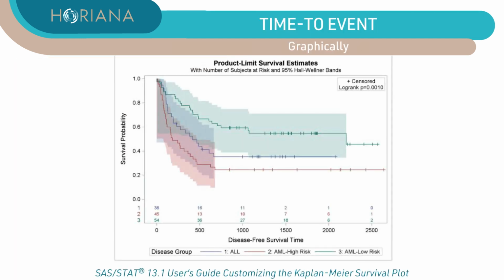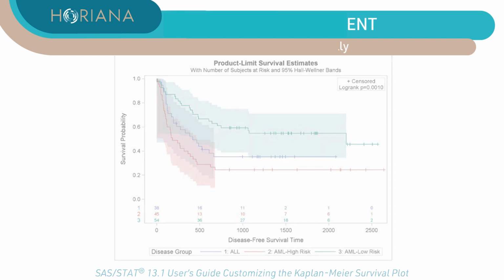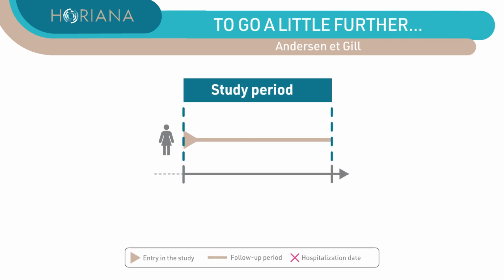For information, survival data are classically represented by survival curves calculated according to the Kaplan-Meier method, but we will not go into more detail here. On the other hand, in other situations, it may be relevant to choose as endpoints events that may occur several times in the same subject.